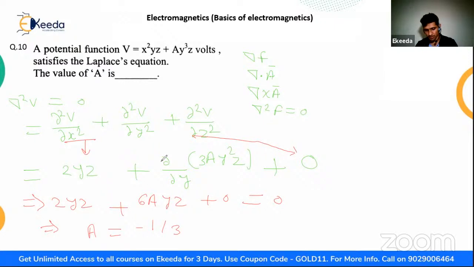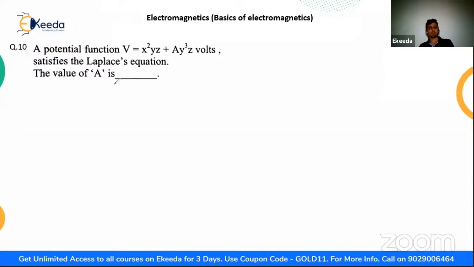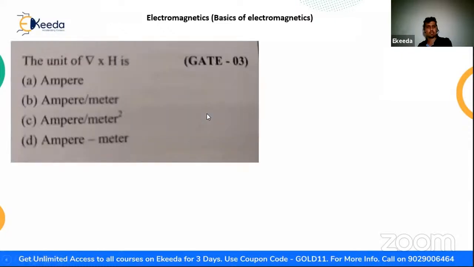Next we will discuss in the next class. There are actually 2 GATE related questions also. Let me just introduce them, both are easy ones. This is basically del cross A. What will be the unit of this? Basically, this has units of del upon del x or del upon del y, so 1 upon the dimension of length, that is 1 upon meter, and H we already know is ampere per meter. So this will be ampere per meter square.